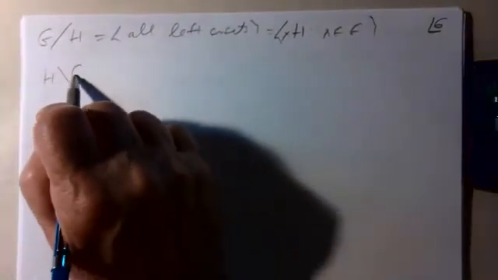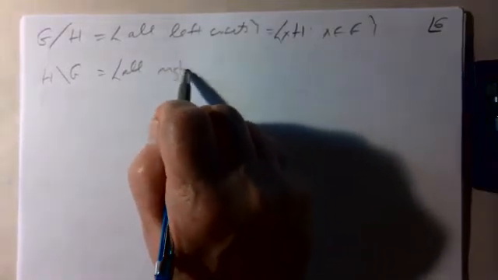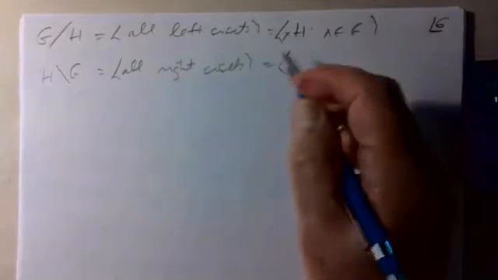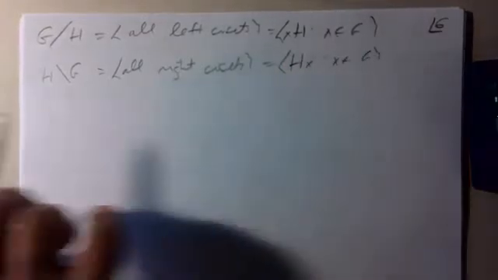And H/G is the set of all right cosets. So this is everything of the form HX on the right, where X is in G.